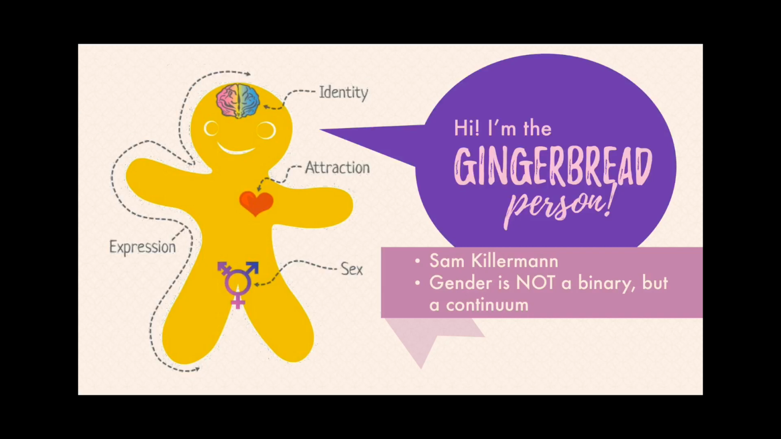And the gingerbread person has been coined by Sam Killerman. And this is a very good framework, a very easy to understand framework for us to be able to map ourselves in terms of our gender identity, expression, sexual characteristics, and sexual desires. And basically, the understanding here is that gender is not a binary, rather a continuum. And remember, gender identity, expression, sexual desires also change across time. Some people start up as being bi-curious or questioning, and then eventually they become bisexual, or probably they become pansexual.